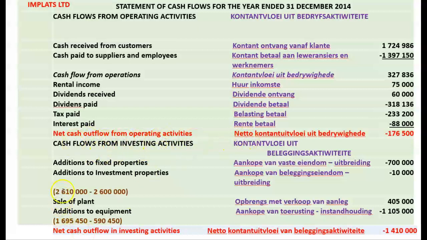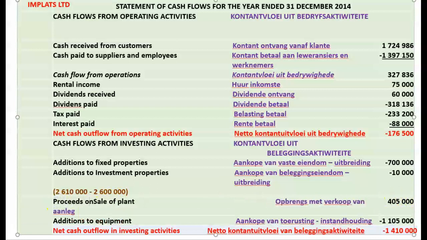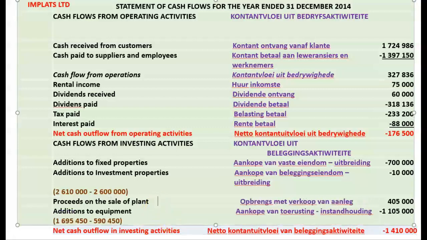Cash flow from investing activities. Additions, no, it was not yet, it was proceeds on the sale of plant, 405,000 Rand. Let's write it there, proceeds on the sale of plant, 405,000 Rand. Great.